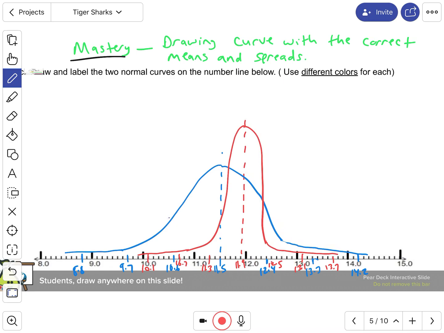And by labeling it and differentiating between the spreads, one more wide, one more narrow, and adjusting the height of them with the means being labeled and the standard deviations, that is mastery. That is basically as high as you can get a level of this skill. So now my question is, how did you do? How would you rate yourself?